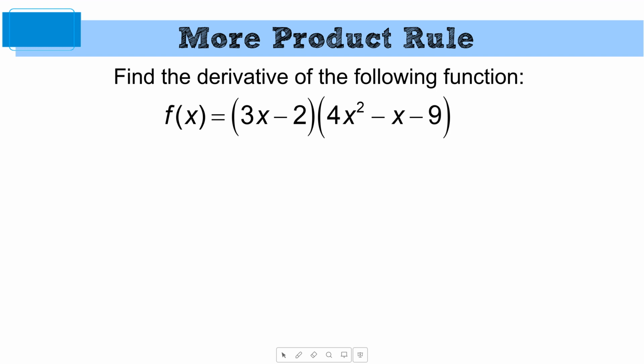Okay, stop for a second. Who multiplied it out? Nobody. Interesting. Okay, carry on.